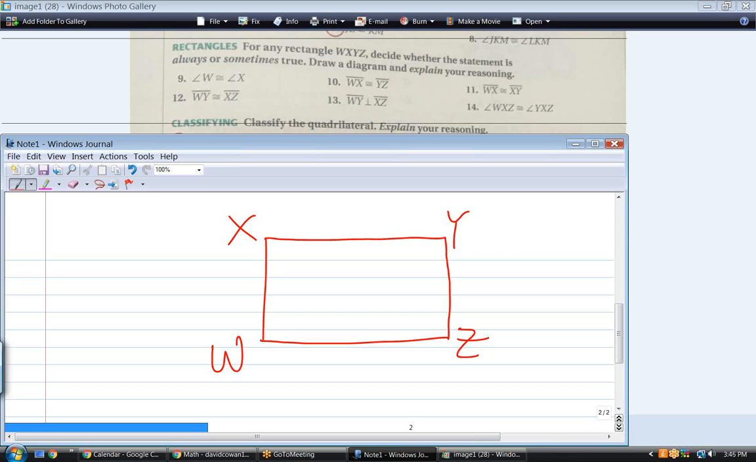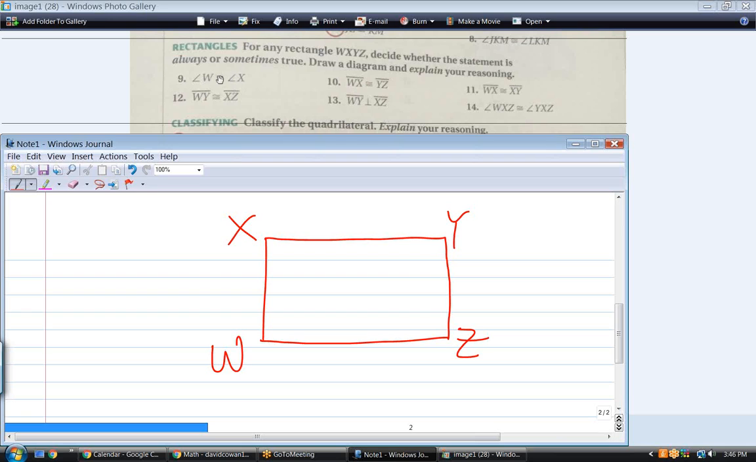Do we really need to go over all of these? What's the answer to all of these? Sometimes. Well, that's always. In other words, anything involving angles is always. Anything involving opposite sides is always. Now let's go through each one.